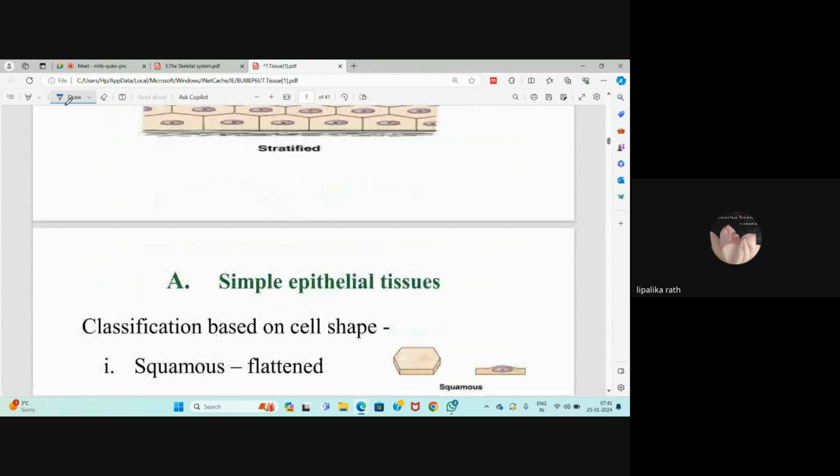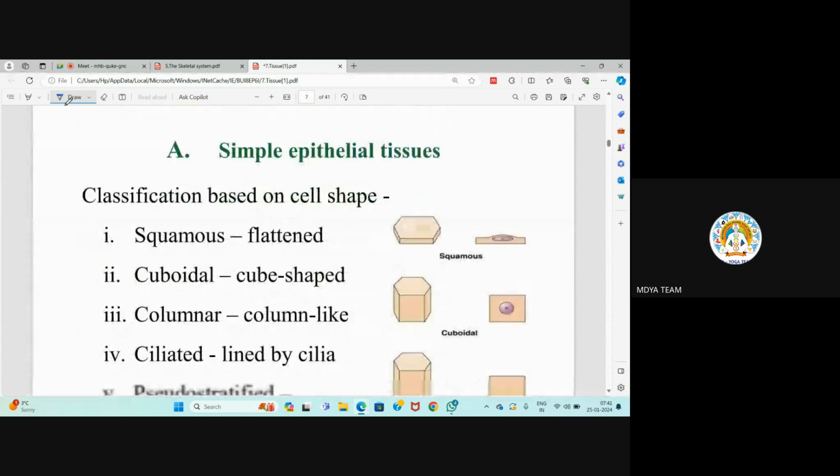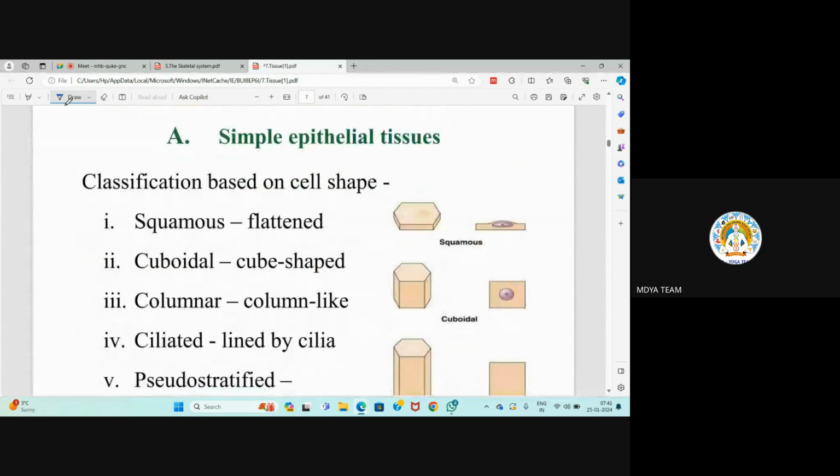Yes, ma'am. These are the things we want to know, ma'am. Got it, okay. So now we will go for simple epithelial tissue. Is it becoming too much for you in one day? Then you can stop me. When you feel that it's too much for you, then you can stop me. Or if you give me permission to continue, then I will continue. Should I continue? Yes, thank you.